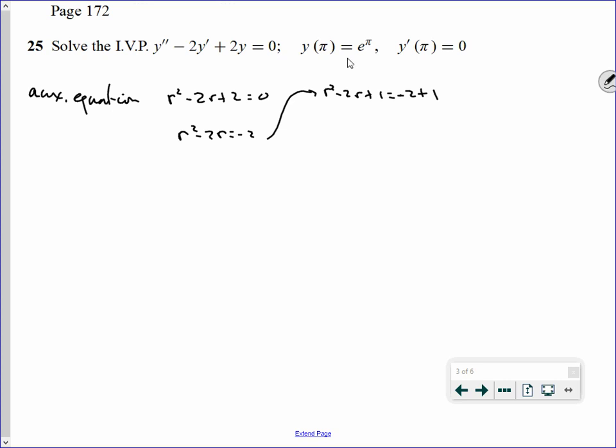So the left side is a perfect square, and the right side is -1. And so r is the plus or minus square root of -1, plus or minus i, and we get from that, if you add 1 to both sides, r is 1 plus or minus i.